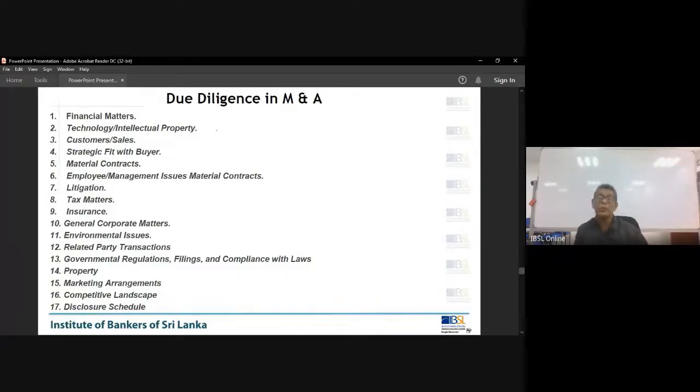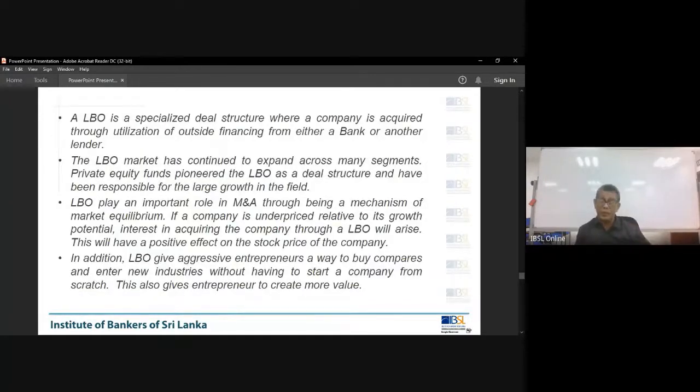Why do we need to look at it? Sometimes when you go for merger and acquisition, what happens? We go for LBO, that is the leveraged buyout. Now, what does leveraged buyout mean? Leveraged financing basically means financing a company or business unit with more debt than would be considered normal. Suppose you take a loan and buy this organization, that is what you call a leveraged buyout.